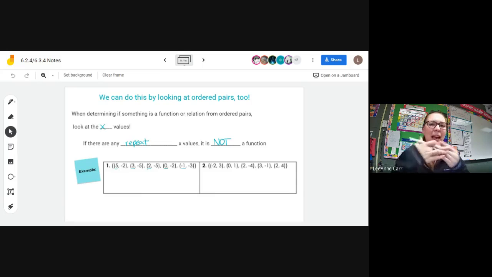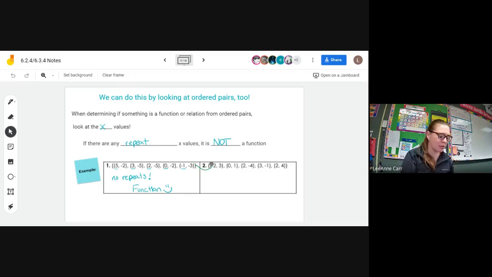So that means that we pass our test. That means no repeats. So it is a function. If it passes that test, it's a function. We're good to go.